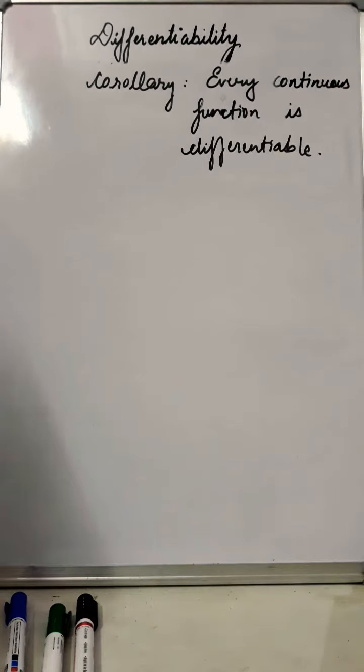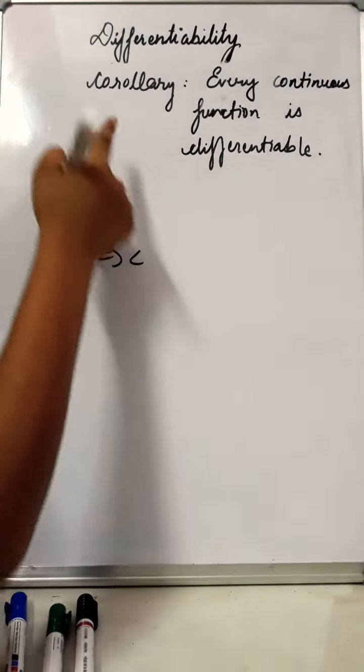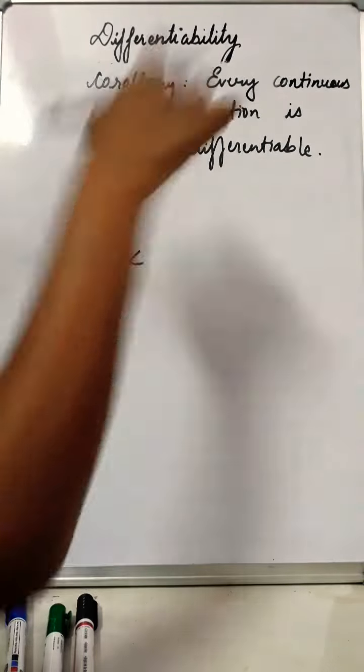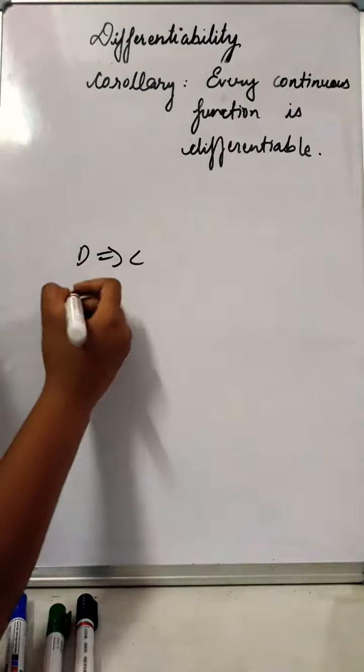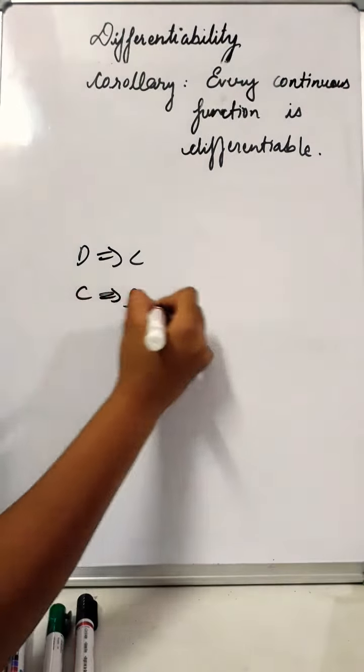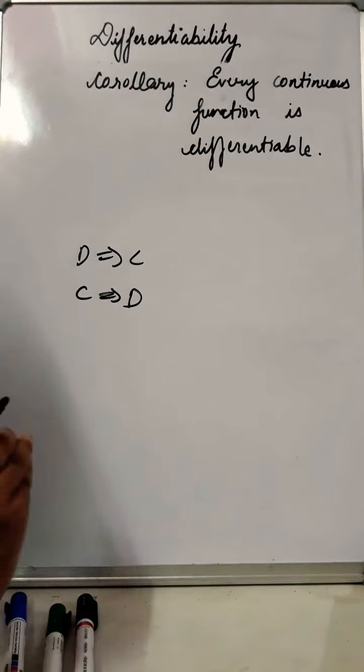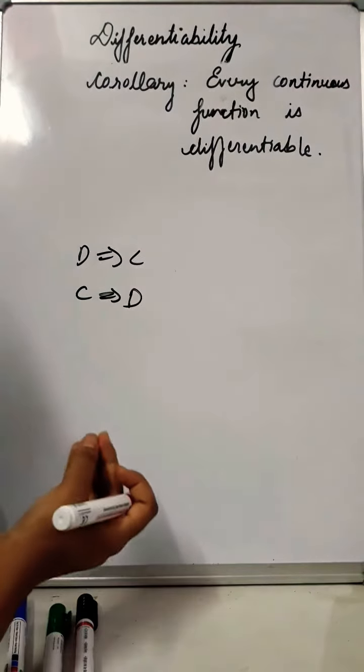Now we will check the corollary of the theorem that we just discussed. The theorem said that every differentiable function is continuous. Corollary means the vice versa of the theorem. Now we are going to check whether the reverse is also true or not, that is, whether every continuous function is also differentiable or not.